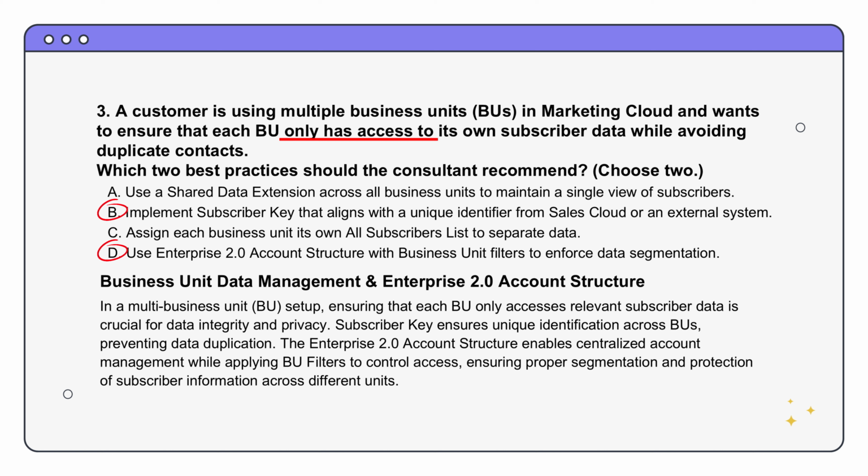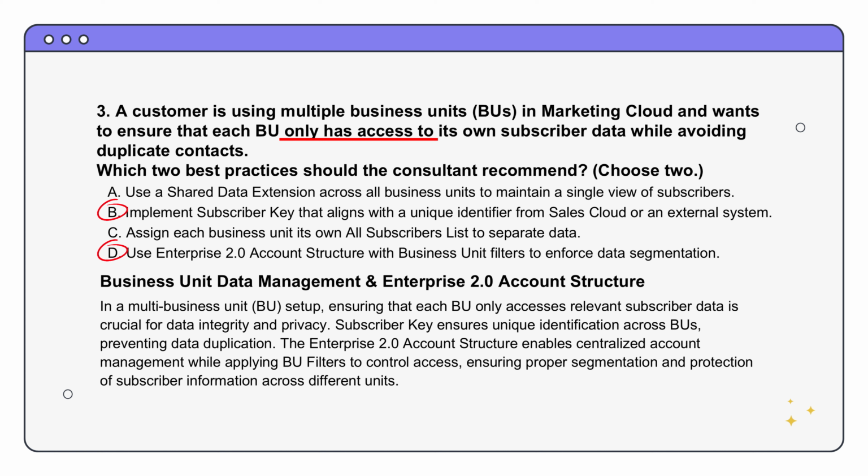Okay, so even if someone interacts with our US division and our European division, because they have the same subscriber key, Marketing Cloud knows it's the same person. Exactly. No more duplicate records. Excellent. Okay, and the second best practice, using the Enterprise 2.0 account structure with business unit filters. How does that help keep things organized? Okay, so think about it from a data governance perspective.